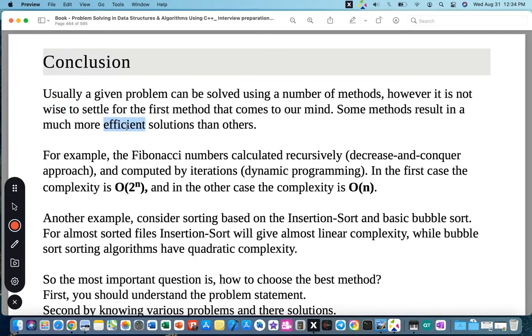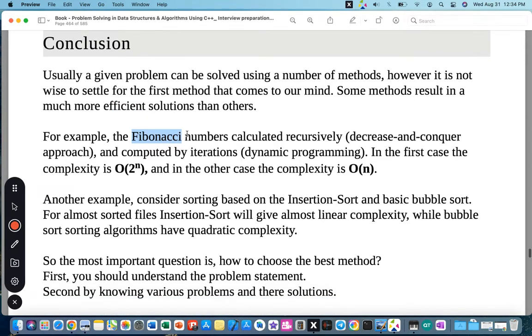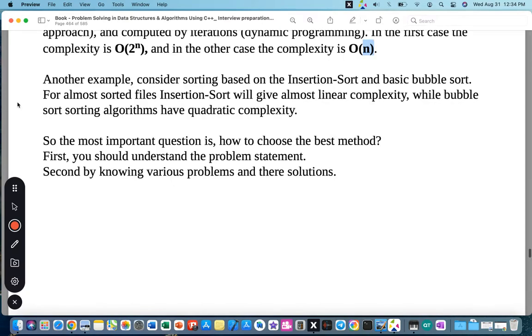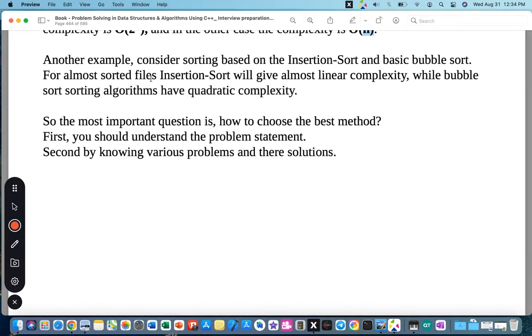For example, the Fibonacci number calculated recursively, a decrease and conquer approach, versus computed by iteration, dynamic programming. In the first case, the time complexity is 2 to the power of n, and in the other case it is just n, right? Another example, consider sorting based on insertion sort and basic bubble sort. For almost sorted files, insertion sort will give almost linear complexity, while the bubble sort algorithm has quadratic complexity. So the insertion sort is faster.